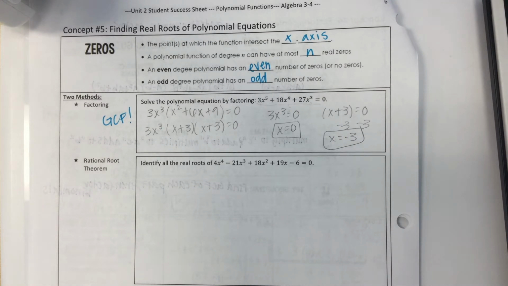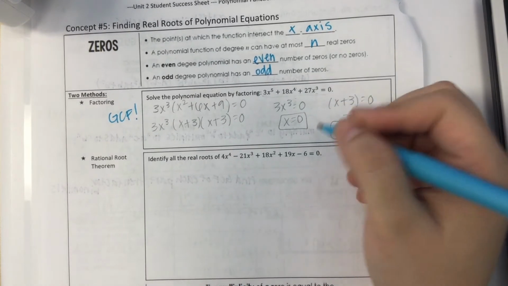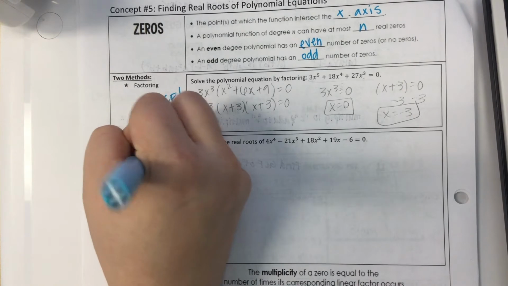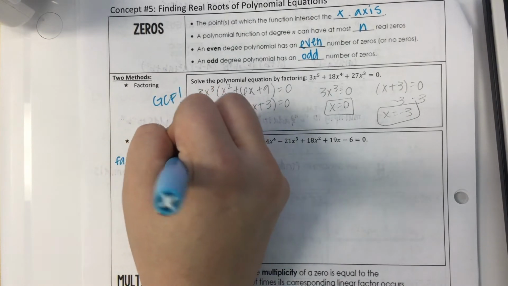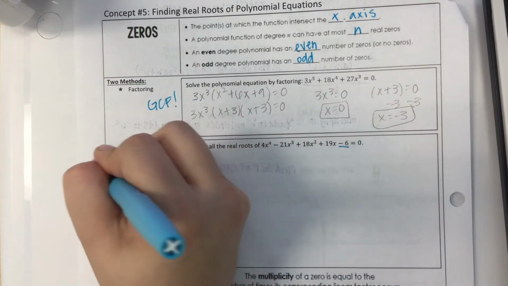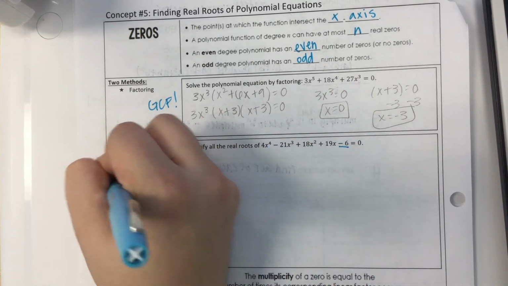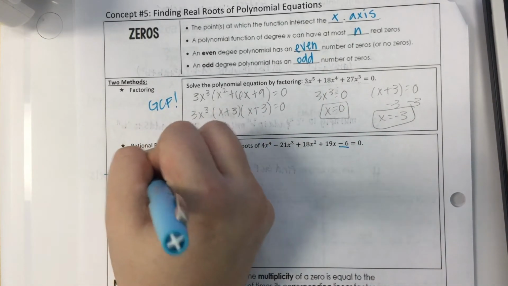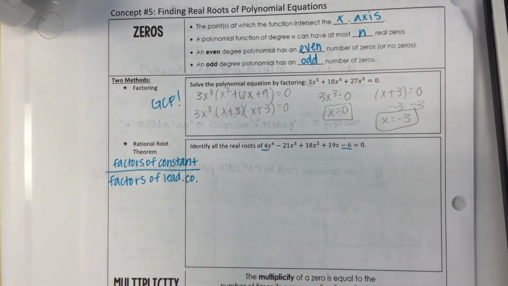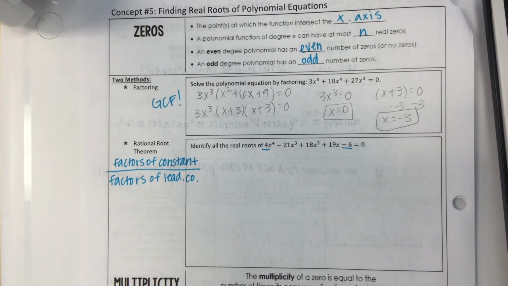All right, the second method is a little bit more involved. This is called the rational root theorem. What you're going to do with the rational root theorem is divide two things. You're going to take the factors of the constant, which in this equation would be the negative 6, and divide those by the factors of the leading coefficient, which is this one. So here's how we're going to do that.